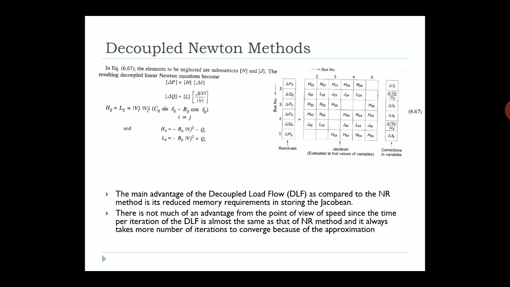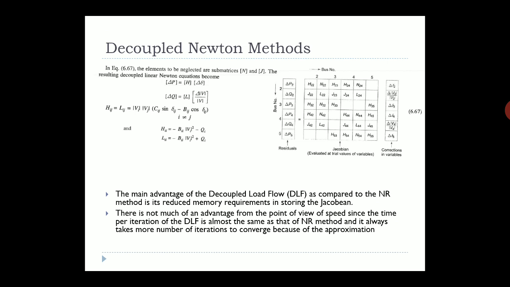So what is the decoupled Newton method? On the right hand side you have the Jacobian matrix that we have seen previously. Here the elements to be neglected are the submatrices N and J. So all the N and J matrices are neglected, and the relation becomes: the matrix of delta P is equal to the matrix of H multiplied by the matrix of delta, and delta Q is the matrix of L multiplied by the matrix of delta V by V. This H and L are given by Vi Vj, and G sin delta ij and B cos delta ij, where i is not equal to j.